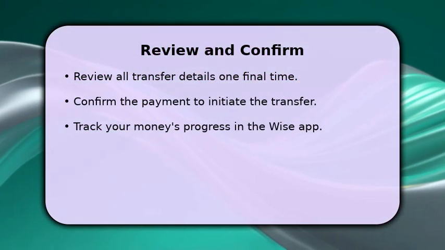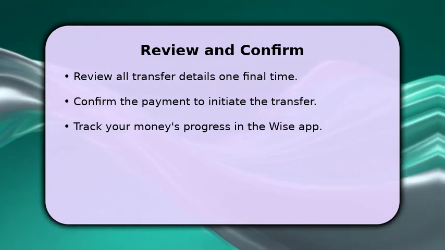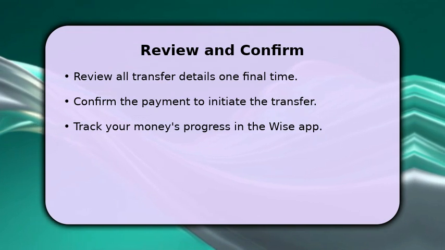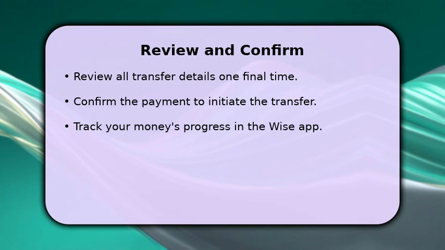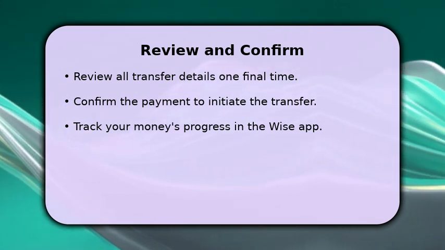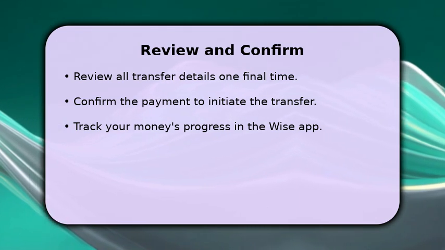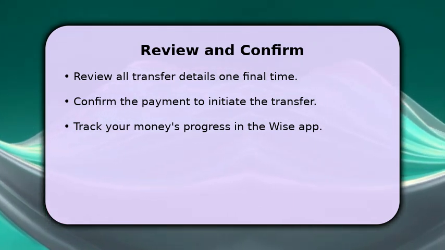Before finalizing, Wise will present a summary of your transfer. This is your last chance to review all the details, the amount, recipient, and payment method. Once you're satisfied, confirm the payment. You'll receive a confirmation email, and you can easily track the status of your money in real time through your Wise account or mobile app.